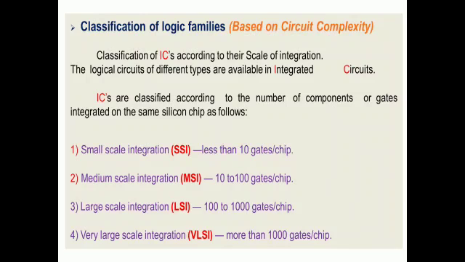In small scale, the number of gates or components used is less than 10 on a single chip. In medium scale, the number of gates is from 10 to 100 on a single chip. In large scale, 100 to 1000 gates are fabricated on a single chip. And in very large scale, more than 1000 gates are fabricated on a single chip.